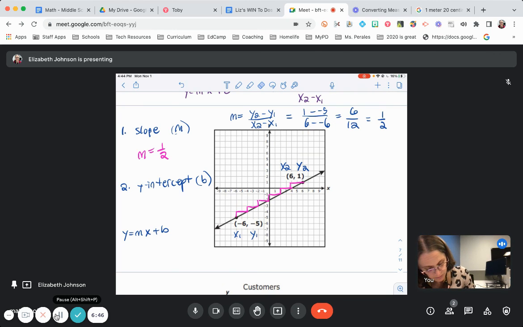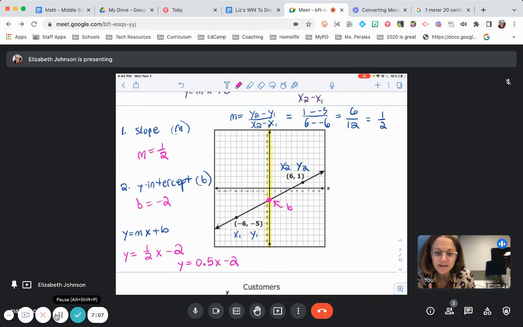Now let's look at our y-intercept. So I'm going to highlight my y-axis. Then it's very easy to see that my y-intercept is at -2. So now we can write y equals 1/2 x minus 2. Maybe some of y'all wrote it this way. If you did, that's totally okay. These are both great ways to write the equation of this line.